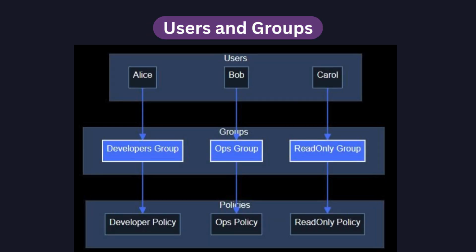Users and groups. IAM users represent individual people or applications that require long-term access to AWS. Each user has credentials such as a username and password for console access, along with optional access keys for programmatic use. Groups simplify permission management by allowing you to assign policies to multiple users at once. Instead of configuring permissions for each user individually, you add users to groups and assign policies to those groups. This makes it easier to manage access as roles and responsibilities change.